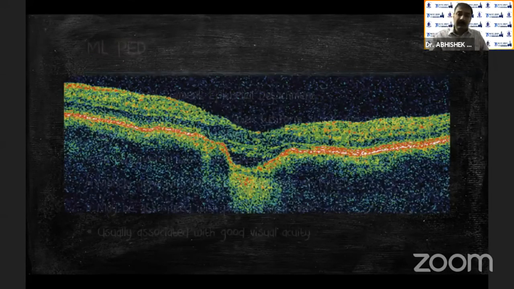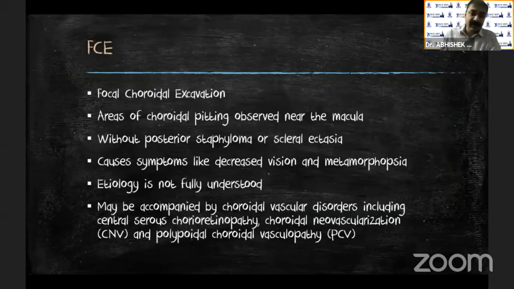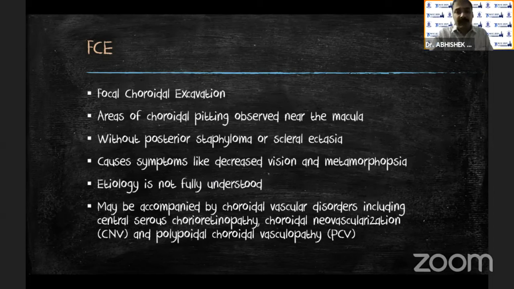This is one of the most characteristic and very stark observations if you ever come across a patient with this kind of OCT. This is what we call a focal choroidal excavation. Areas of choroidal pitting are observed near the macula. Sometimes they can be a little away from the macula also. But you call it a focal choroidal excavation only when it is not associated with scleral ectasia, posterior staphyloma, or a scleral scar. So if you have any of those, then you don't call it an FCE.